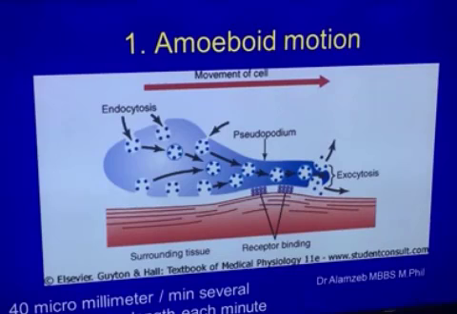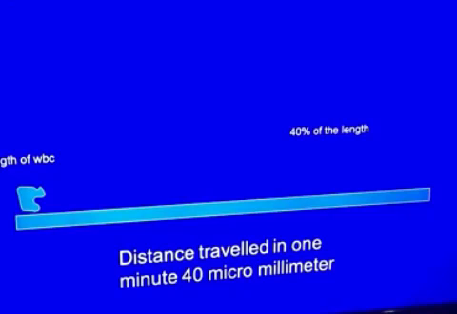If you take the length of the WBC and the distance covered by the WBC traveling in tissue in 1 minute, it is 40% of the size of the WBC. See it in this: suppose this is the distance covered by the WBC, which is 40 micrometers, and if this is the size of the WBC, this distance is 40% greater than the length of the WBC.